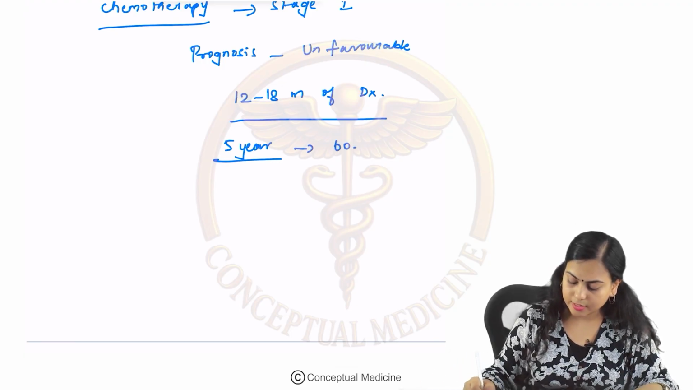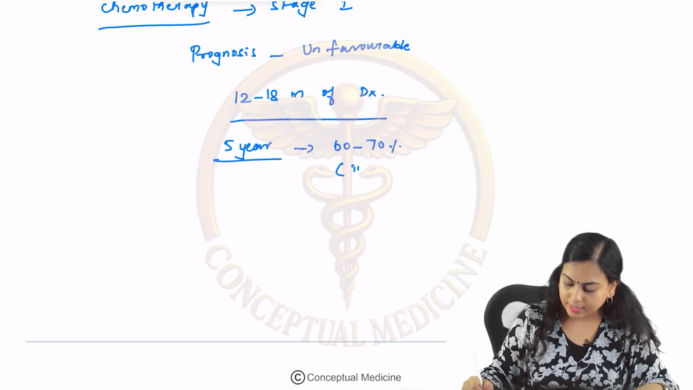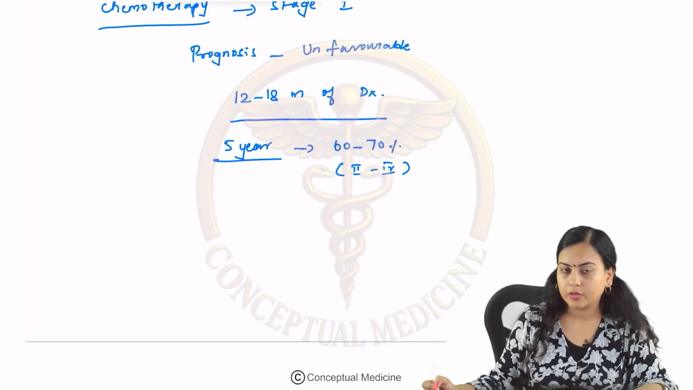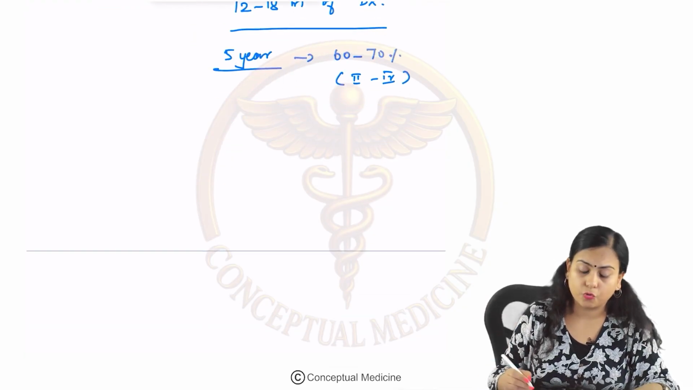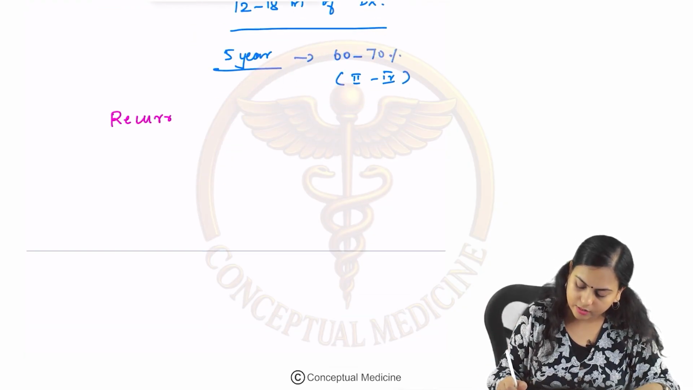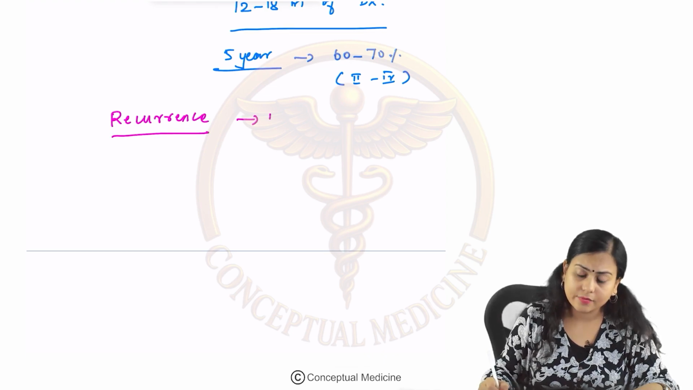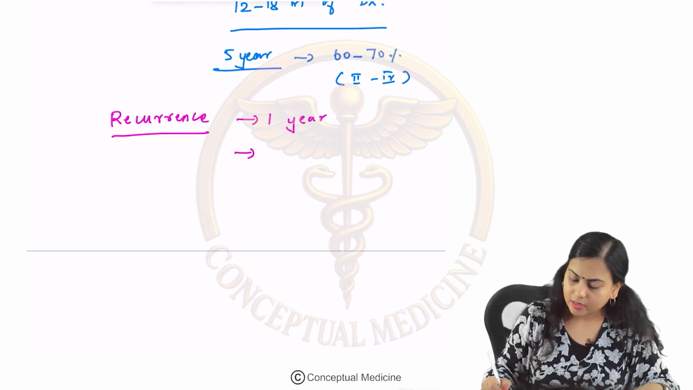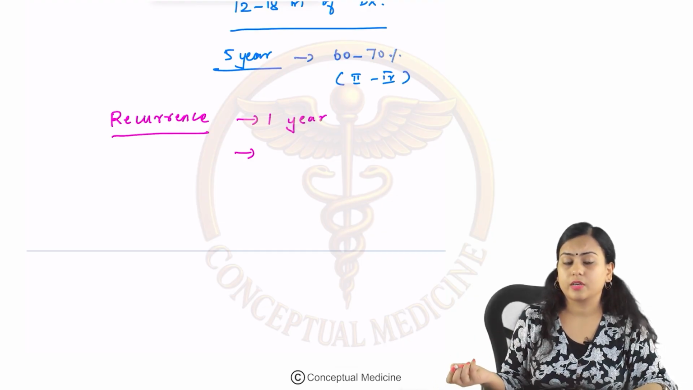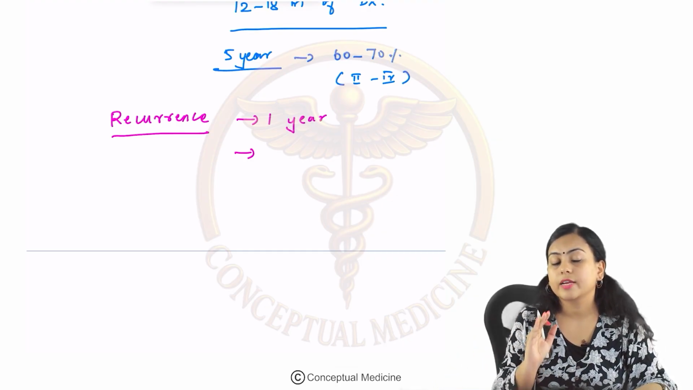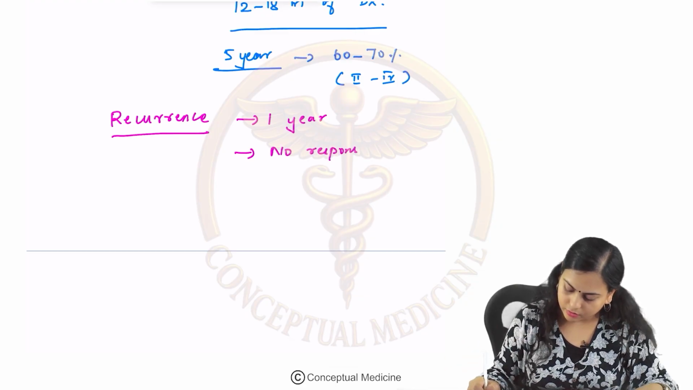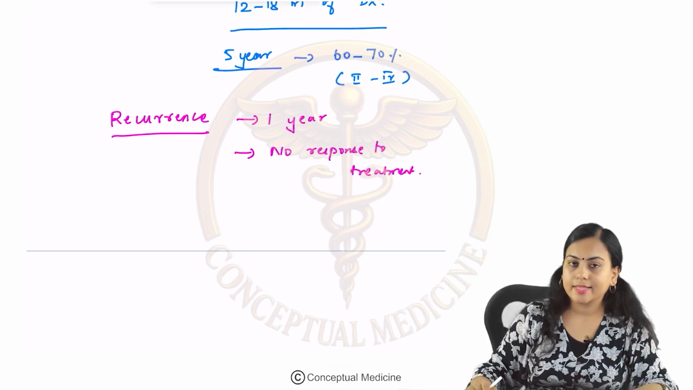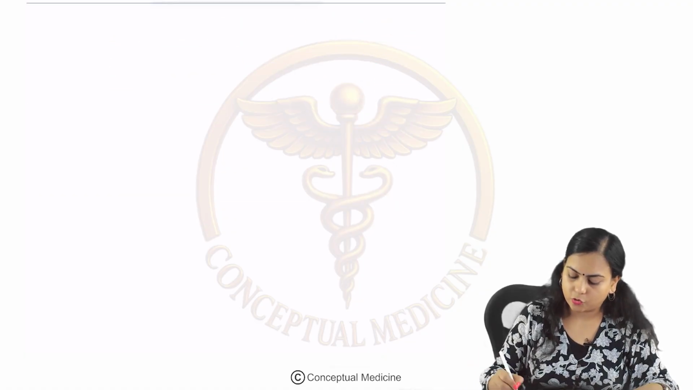It is only about 60 to 70% in stage 2 to 4. Even if you give so much treatment, the recurrence rate is also more. They will recur mostly within 1 year and they are almost unresponsive to treatment. The recurrent disease is not going to respond to anything. So, no response to treatment. Clear? Yes.